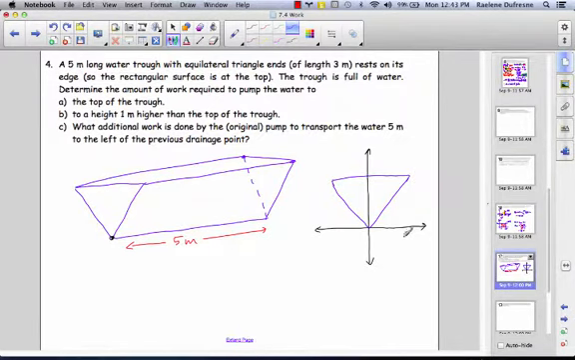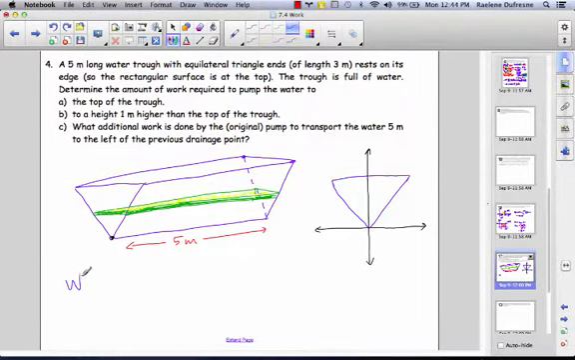Okay, so what we need to do is focus on a typical water slice. And since the trough is full, we can choose any height we like. I'm going to choose a height somewhere in the middle to make it look typical. Okay, so here's my water slice. I'm going to take it really, really thin. The reason I'm taking it really thin is because I essentially want the force to be constant, because I don't want to have to deal with variable force in my integral.